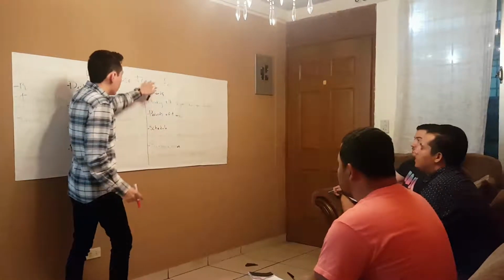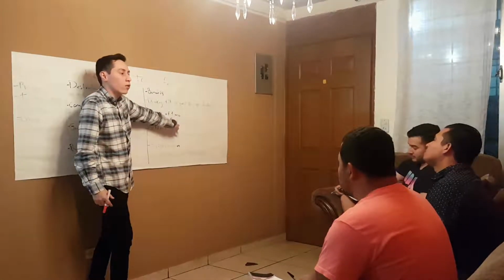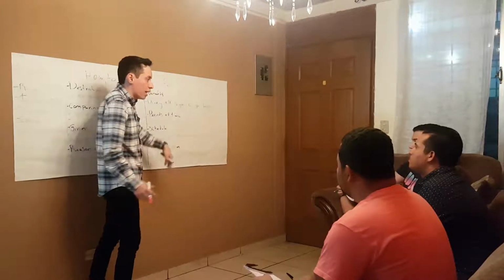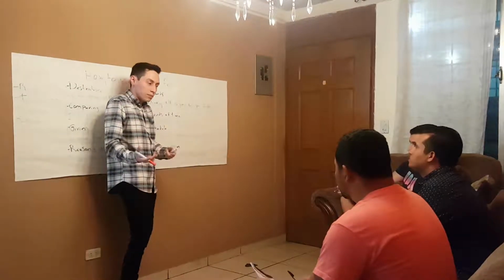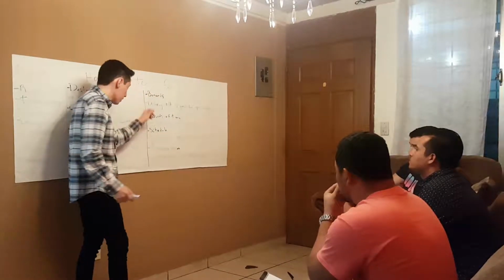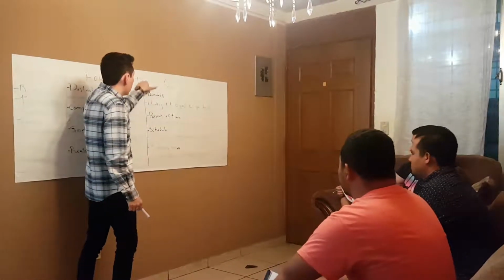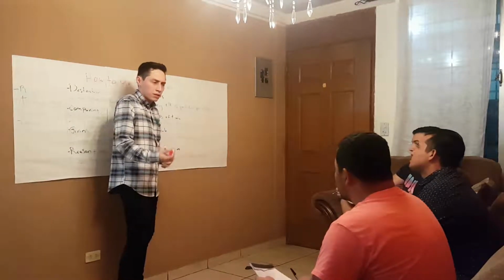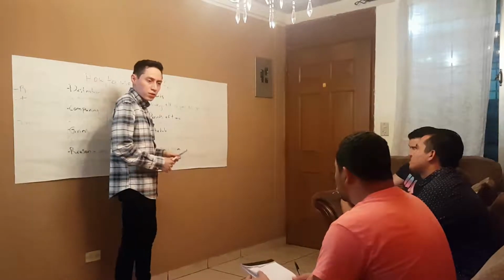Good. Now in this part of the board, we are going to review the use of for. Okay? Good. And if you have any questions, please feel free to ask during my explanation. The first use of for is for benefits. Now, what is benefits? Do you have any idea of what is benefits, Jorge or Julio?